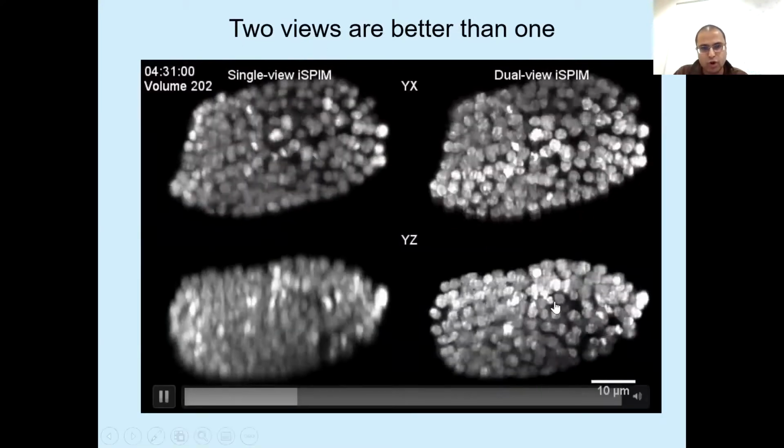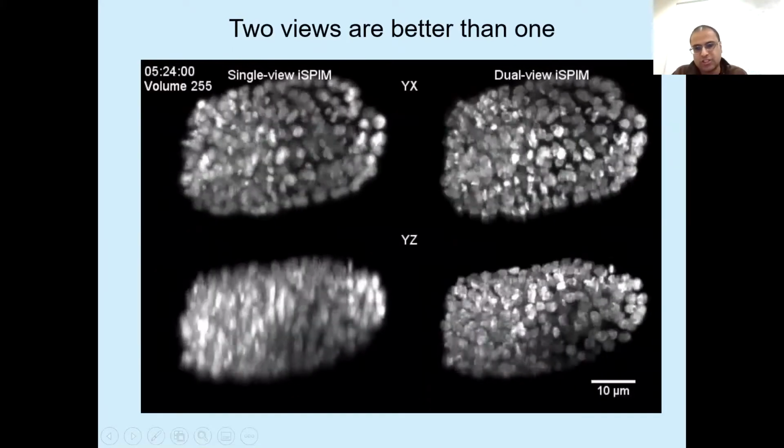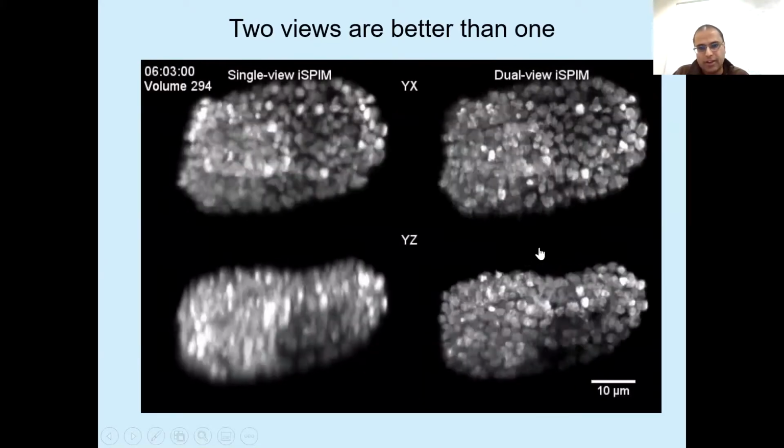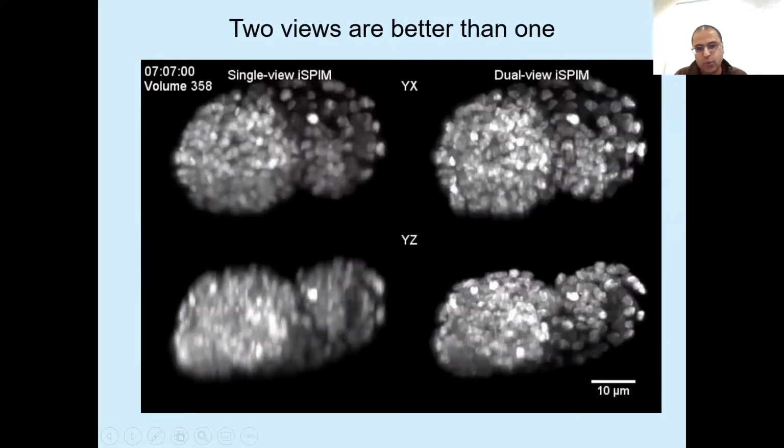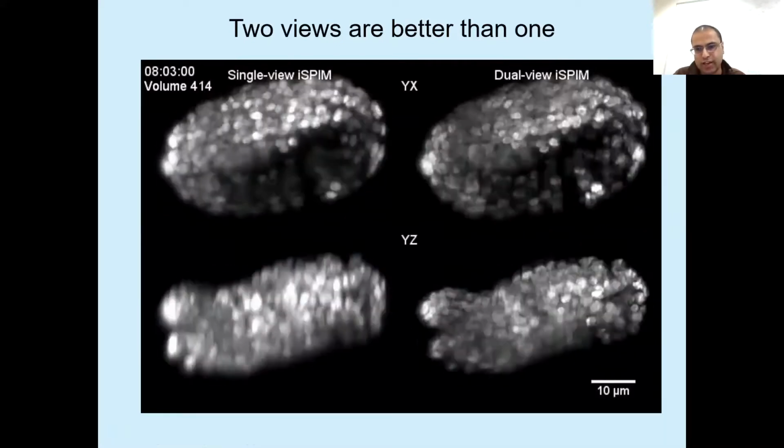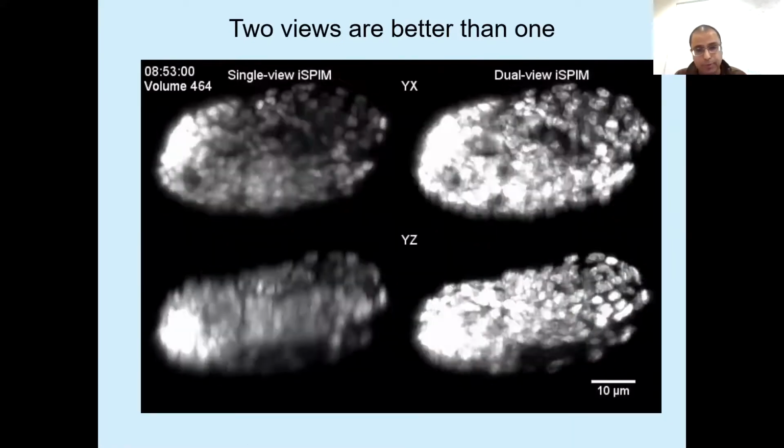And if you compare the single view images to the dual view images, there's a substantial improvement, well, in XY, but notably in Z as well, right? So it actually becomes reasonable to then try and segment these nuclei in these developing embryos.